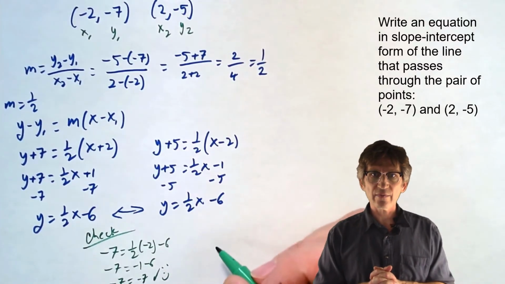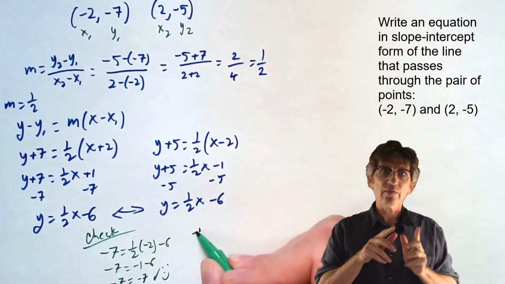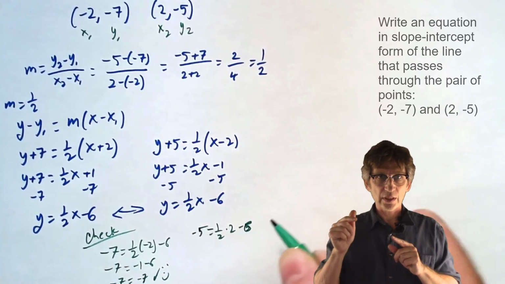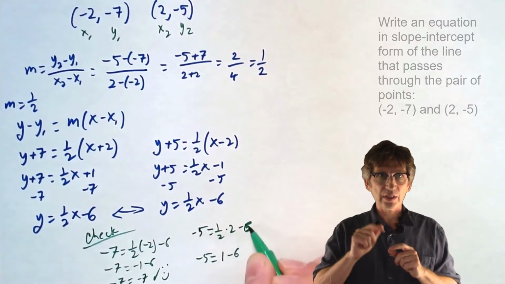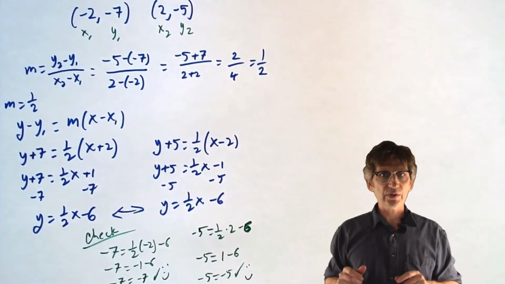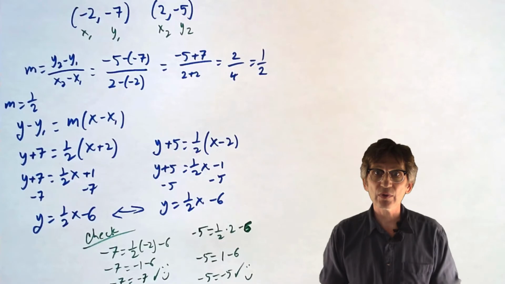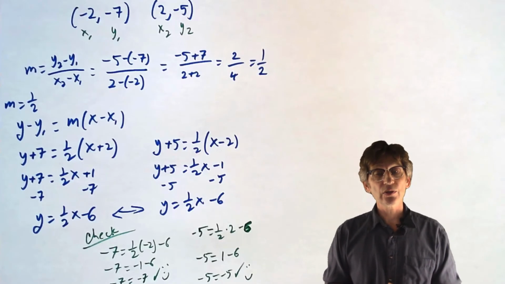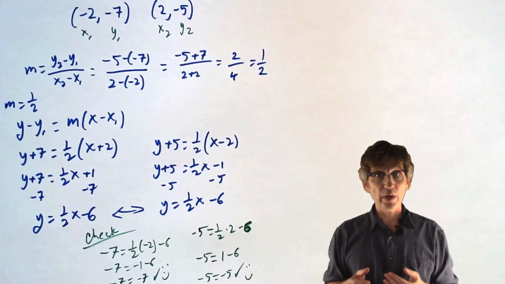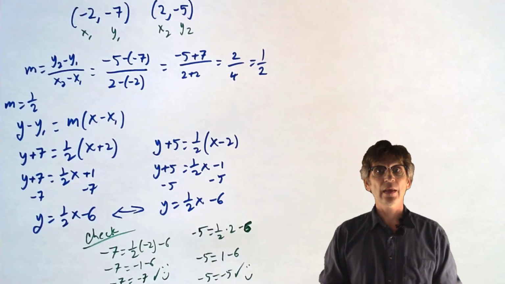-5 equals 1/2 times 2 minus 6. -5 equals 1/2 times 2 is 1 minus 6. So -5 equals 1 minus 6. -5 equals -5. Did I do that right? Yeah, -5 equals -5. So it checks out with the other ordered pair as well. It's always a good idea to use the ordered pairs you were given to make sure that your final equation is correct. So now we have an equation in slope-intercept form for the line that contains the 2 points we were given.